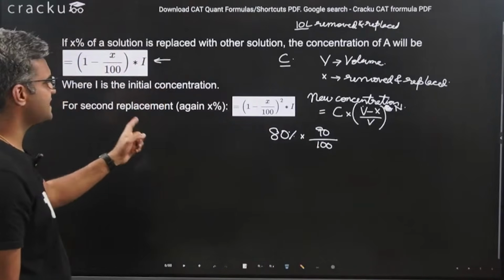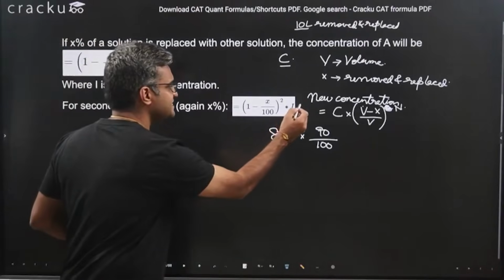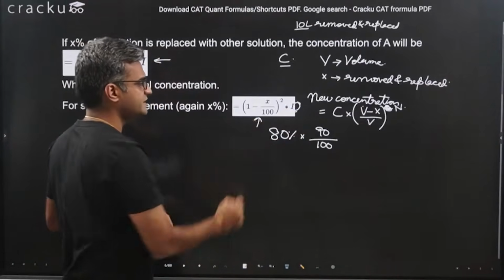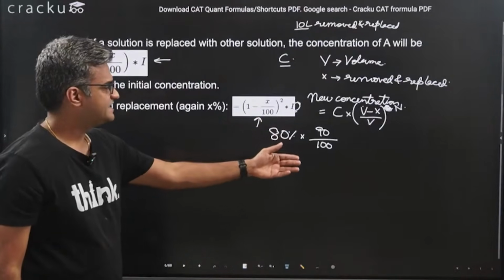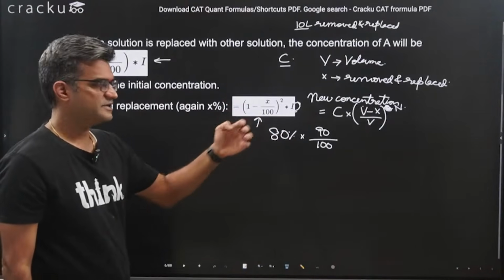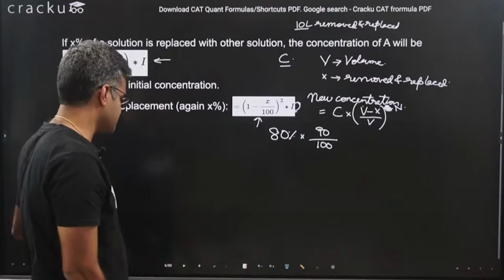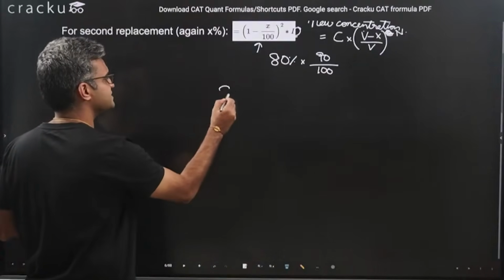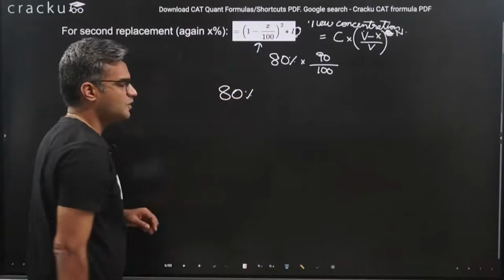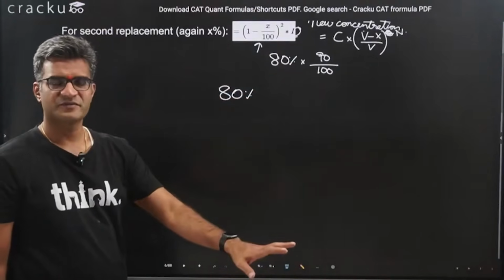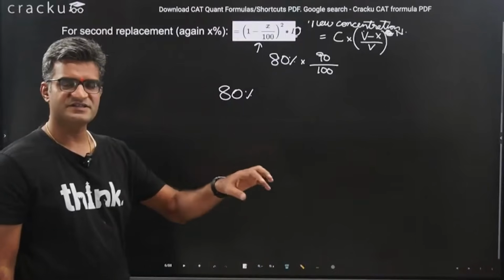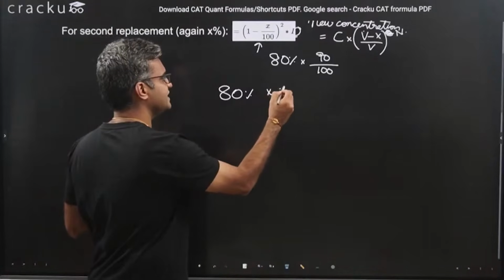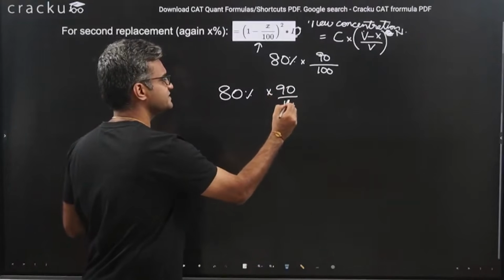And if this happens the second time, it will be the initial concentration into 1 minus X by V whole square. If it happens the third time, it is initial concentration into 1 minus X by V whole cube, and so on. This, I would say, is something that you should remember. Basically, it is very simple. The way I look at it is, if the initial concentration is 80%, what is the amount of the solution that is left? In the initial one that we thought about, 100 liters was there, 10 liters was removed. So what is left is 90. So I would just multiply it with 90 and divide it by the total volume, which is 100.